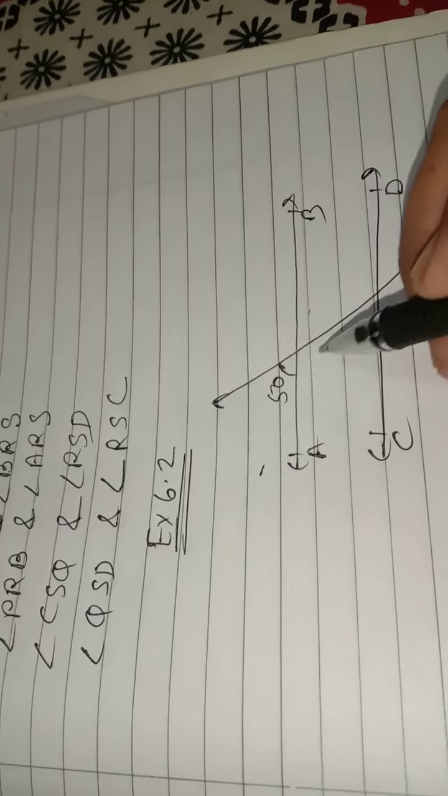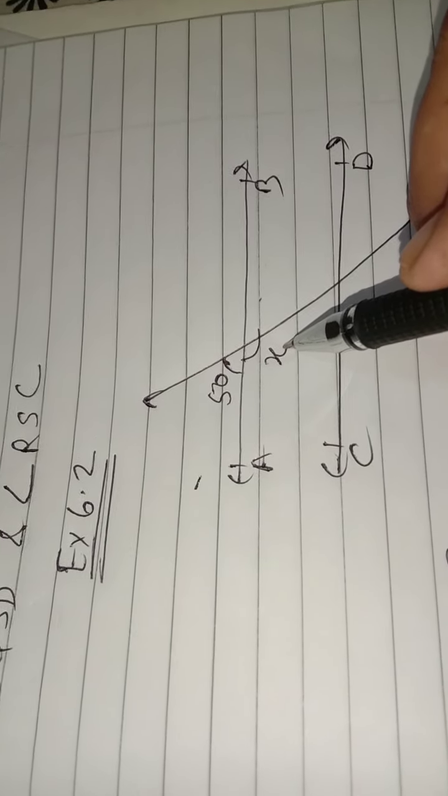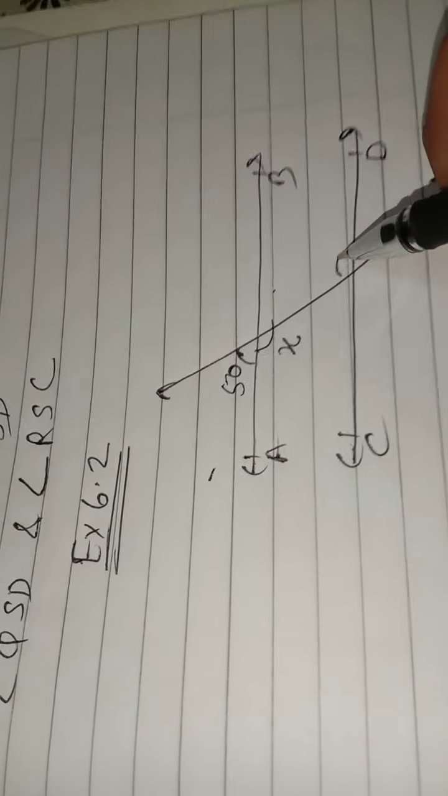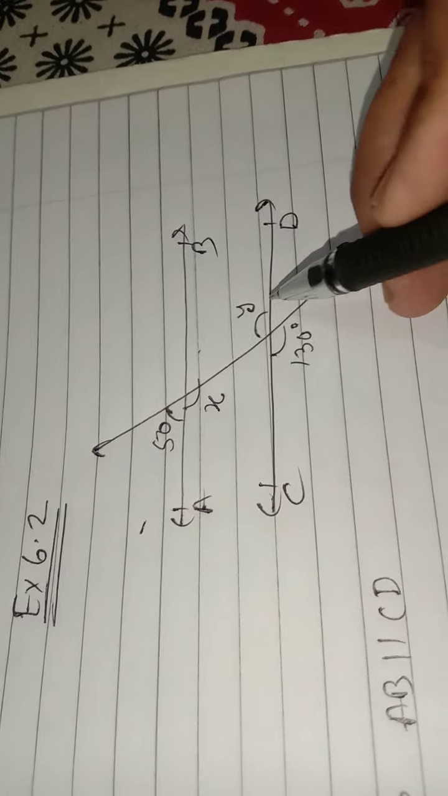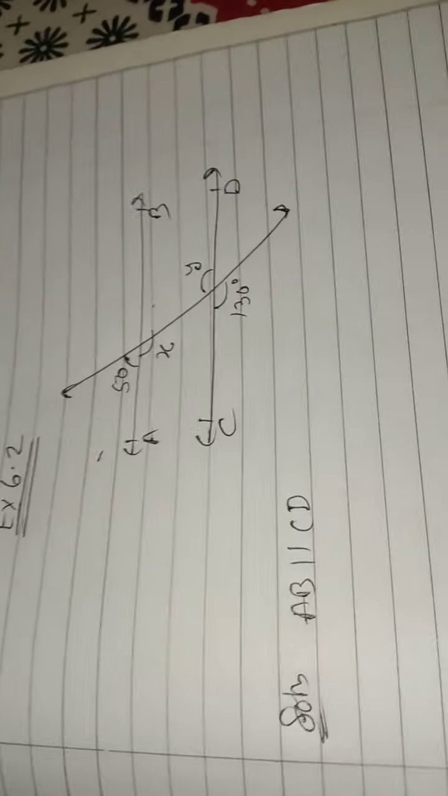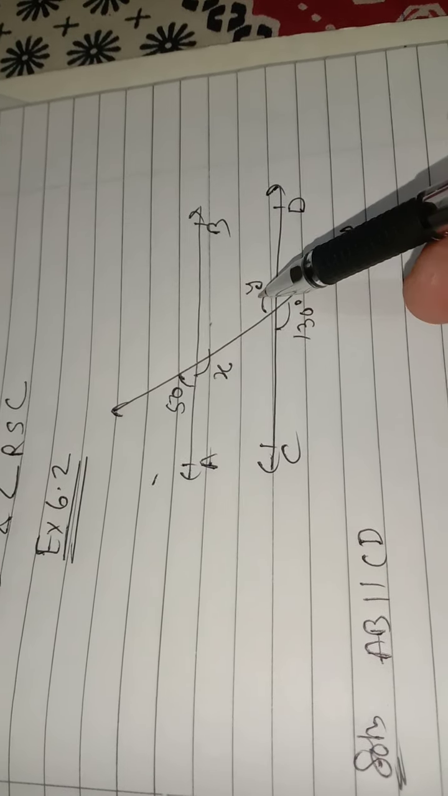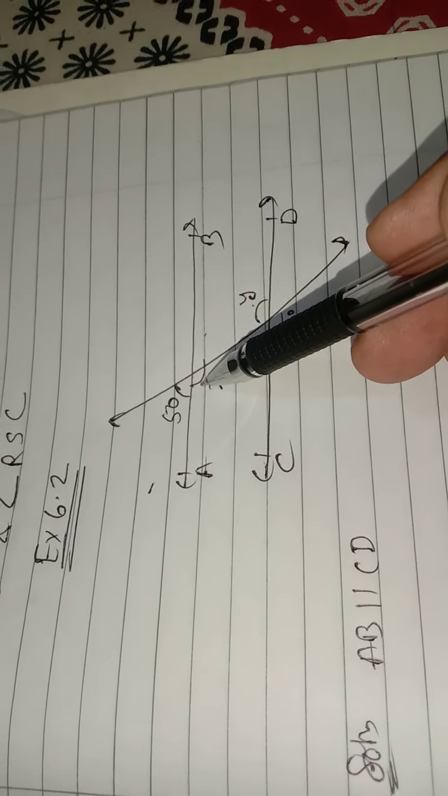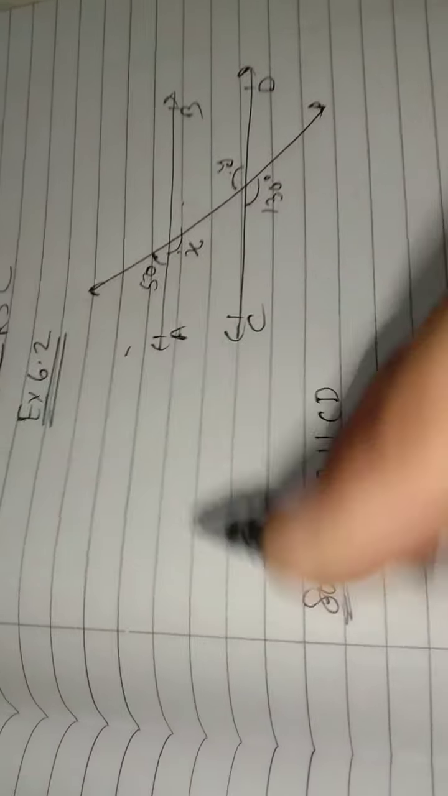So what do you have to find? We have to find X, as well as we have to find Y. Now one more angle is given, 130 degrees. Clear? So how to do this? See, if we have to find X, if I am getting Y, it will be equal to X.